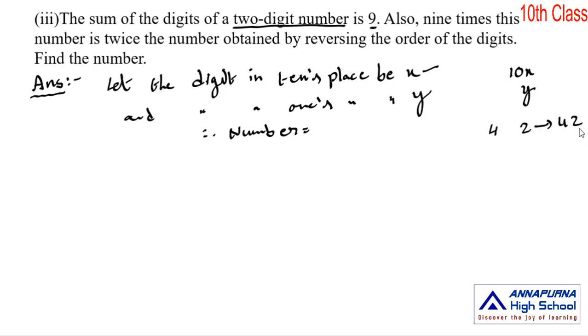Simply we said 42. So how to get this 42? By adding the place values of these two digits we get this 42. So 4 is in tens place, so its place value is 40. 2 is in ones place, its place value is 2. So 40 plus 2 is equal to 42.